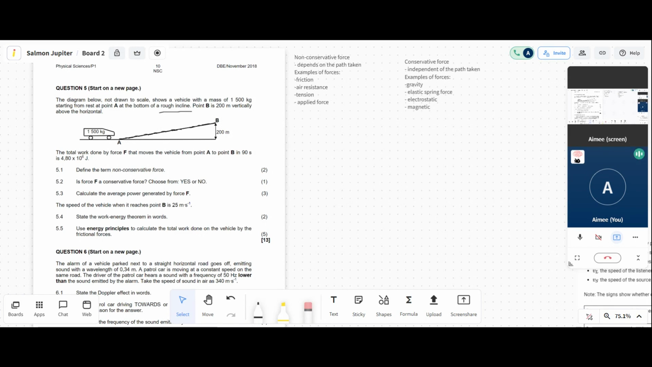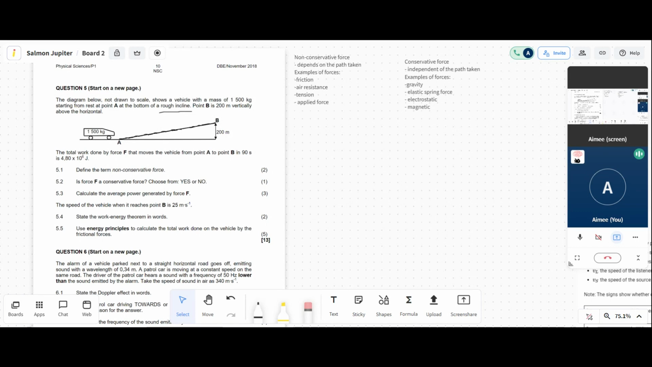now we move on to question 5.3. Calculate the average power generated by force F. So my suggestion to you guys is you need to tear your formula sheet. There's always a formula sheet at the back of your paper. You need to tear your formula sheet off of the back of your paper and you need to have it sitting next to you throughout the whole exam. Okay, it's just better for your brain to be able to immediately see the formulas.